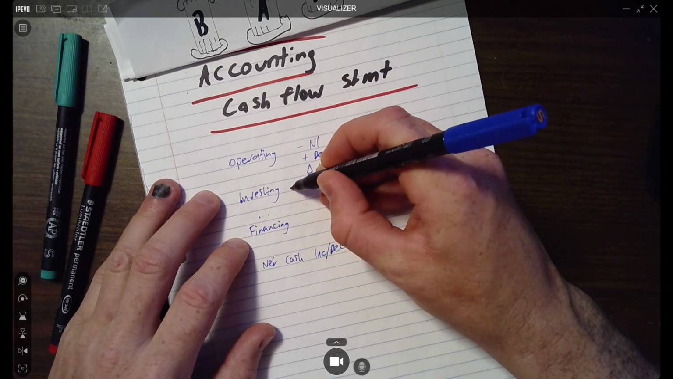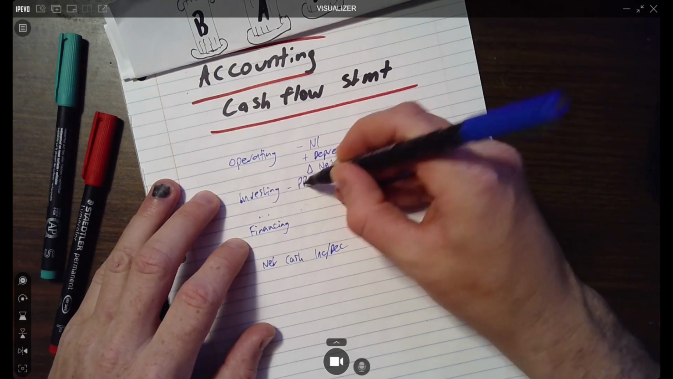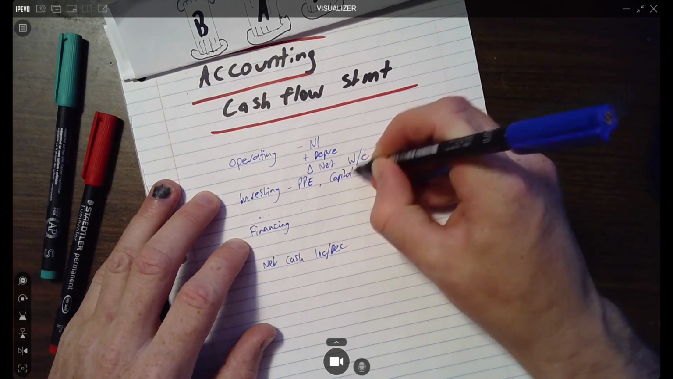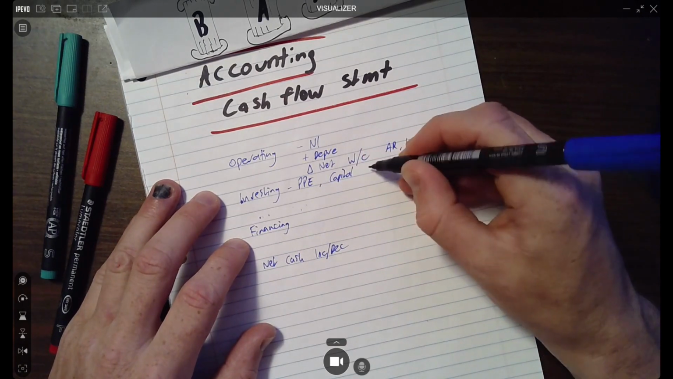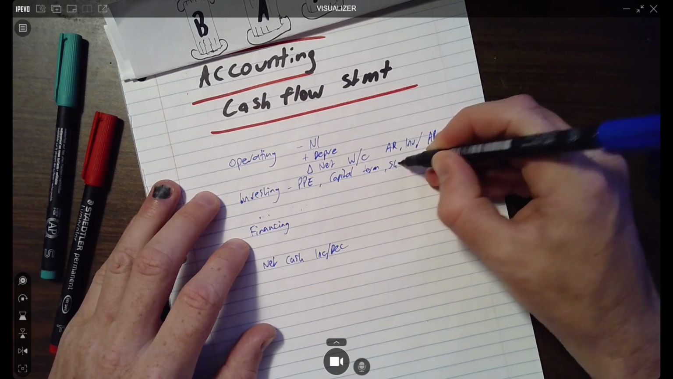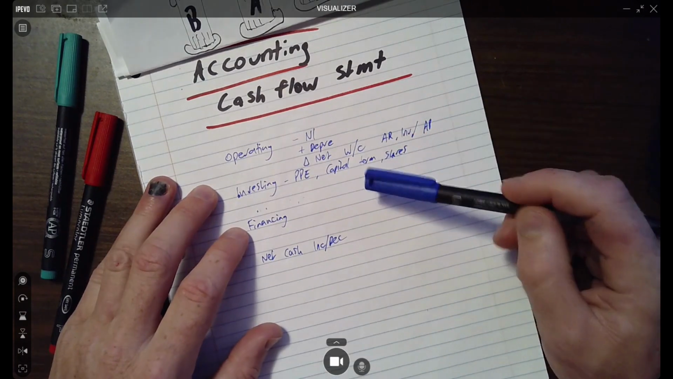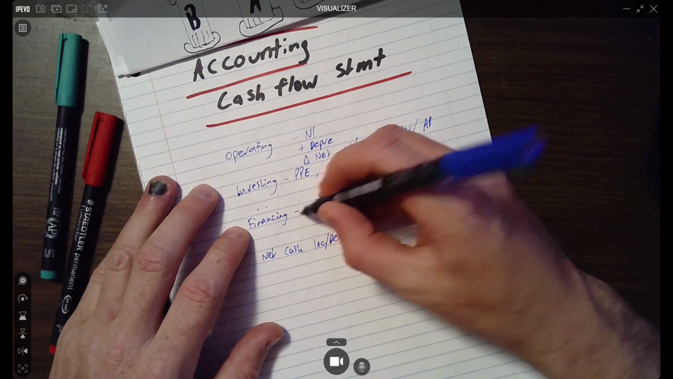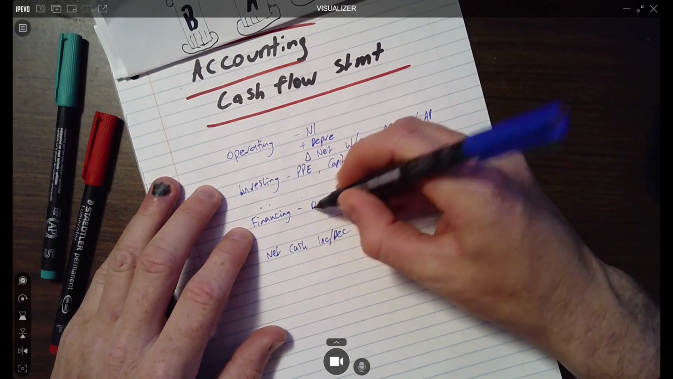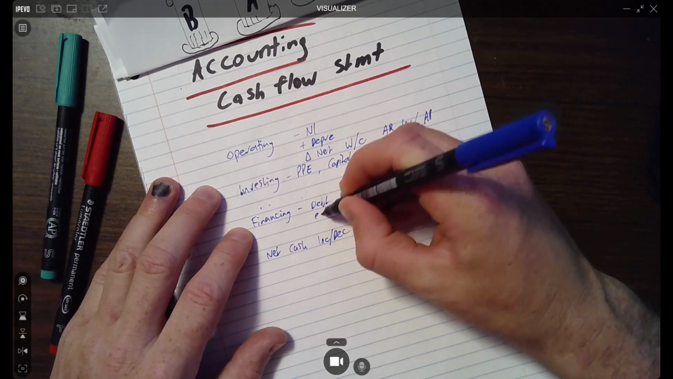For investing, it's the purchase or sale of property, plant, and equipment, other capital assets such as any term deposits or shares that you may purchase in other companies. The next portion is the financing cash flows, and that is two concepts: the debt and equity.